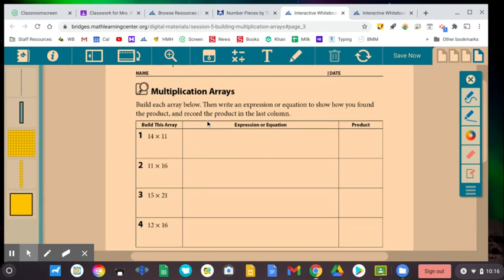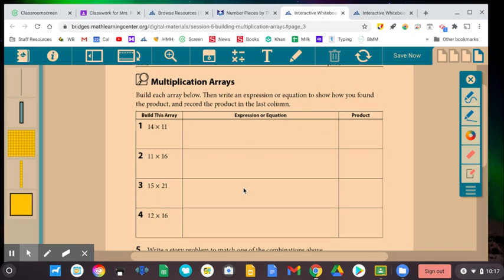It says you're going to build each array, and then you're going to write an expression or an equation. An expression means that it is like 4 times 5 or 7 times 8 or 15 times 10. Did you notice I didn't say equals? As soon as you put an equals, we have an equation. Remember equation and equal, they all start the same way. So you're going to write your expression or equation to show how you found your product, and you're going to record the product in the last column.